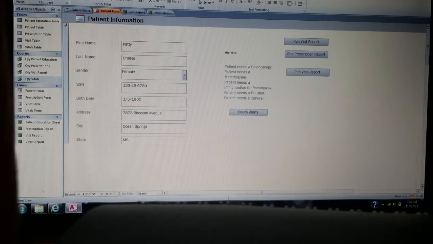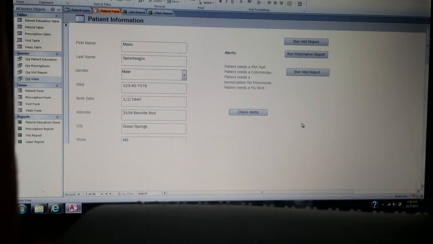Then I'm going to go back here and click back to my other patient. Here we have Mr. Mario Speedwagon, a male. If we go over here and click check alerts for him, it's going to alert us that he needs a PSA testing, which is only for males 50 and older. It also alerts us he needs a colonoscopy, which we know that is for 50 and older, male and female, and alerts us that he needs a pneumonia vaccination and needs a flu shot.